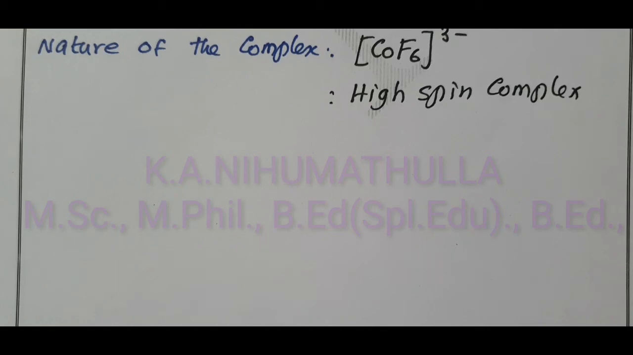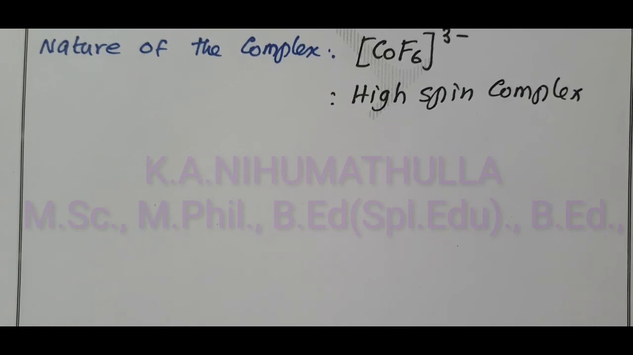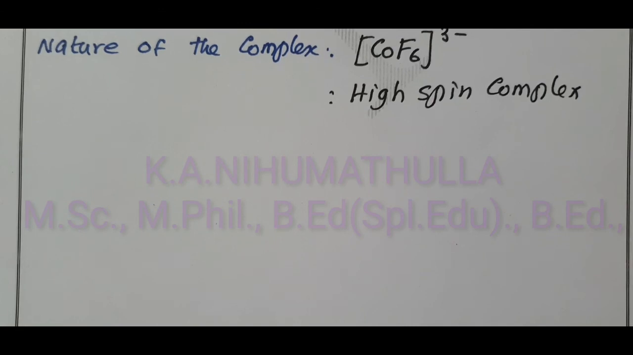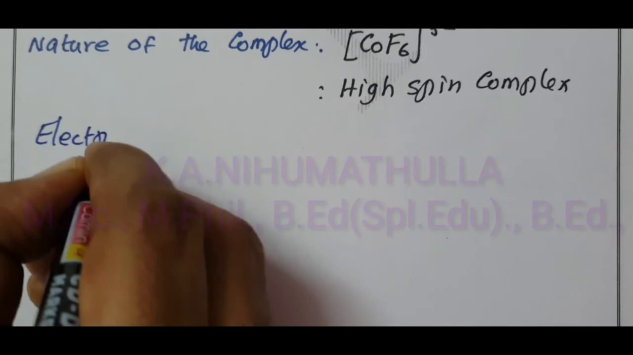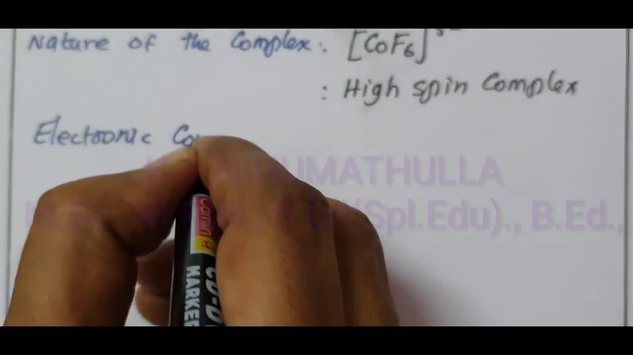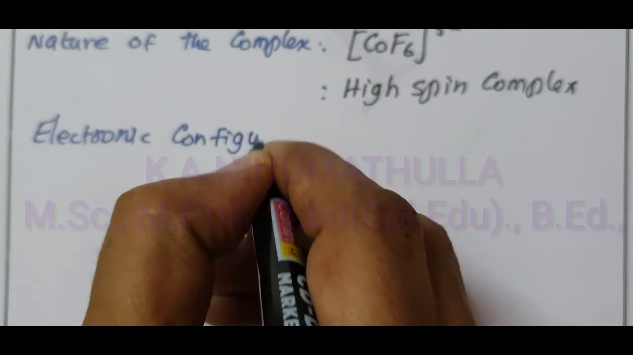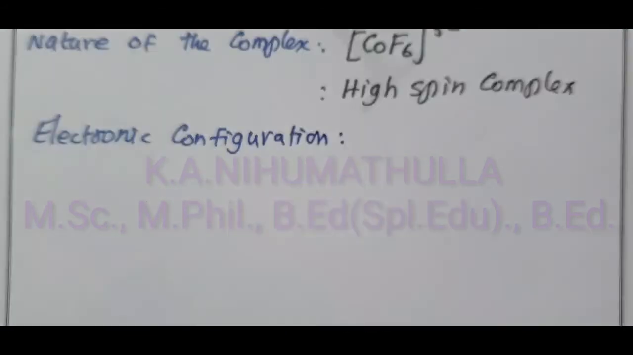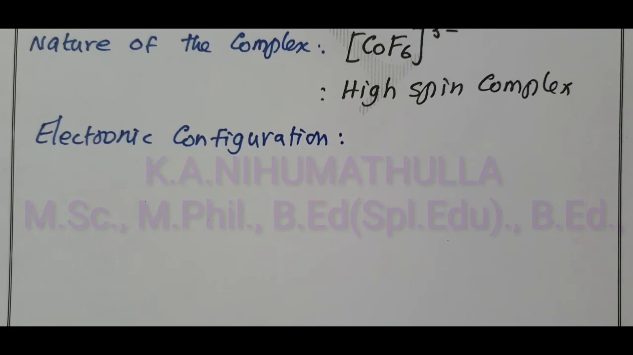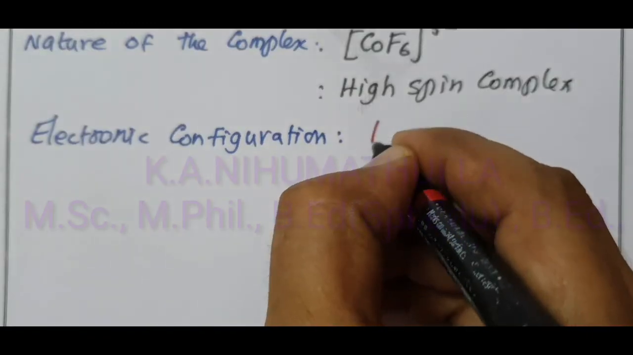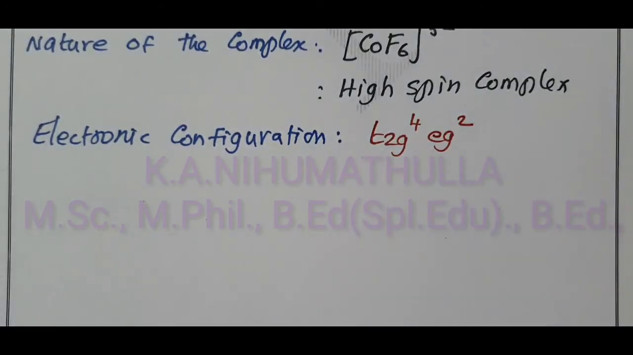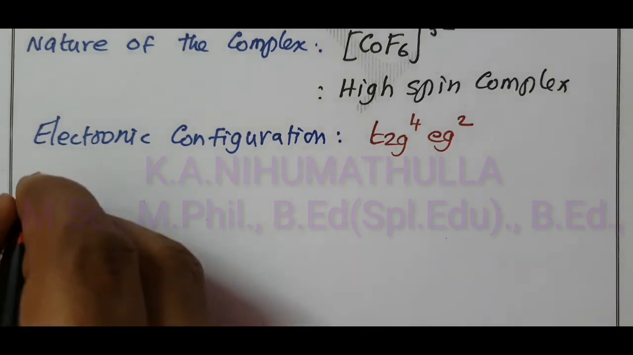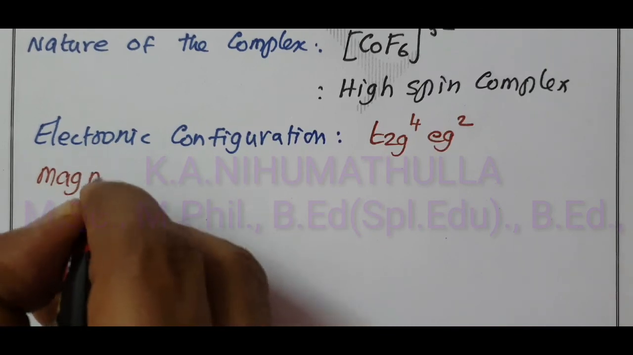Then we have to write the electronic configuration. Already we have written that value. Here we are going to repeat. Electronic configuration in high spin complexes, that is T2G 4 and EG 2, totally 6 electrons. For this we have to write magnetic properties. You know how to write magnetic properties?